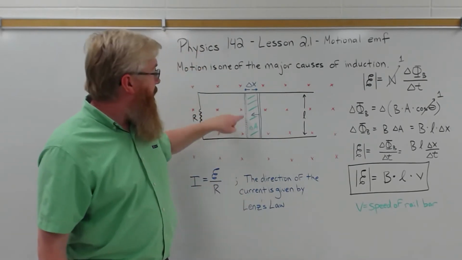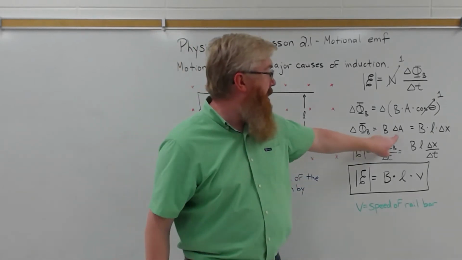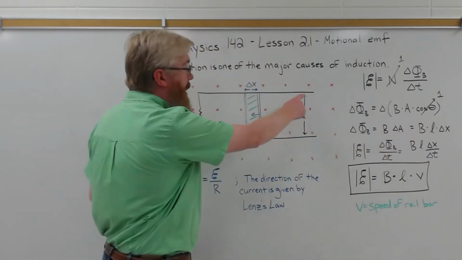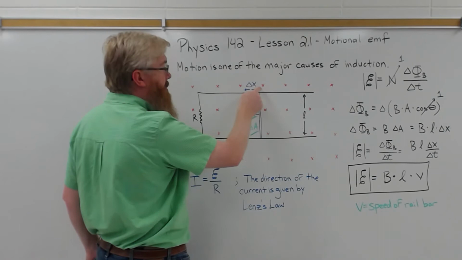What is the change in area? Well, it's the length times the width. So I replace delta A here with the length times the width. The length doesn't change with time, right? These rails stay the same distance apart. What does change with time is this position.